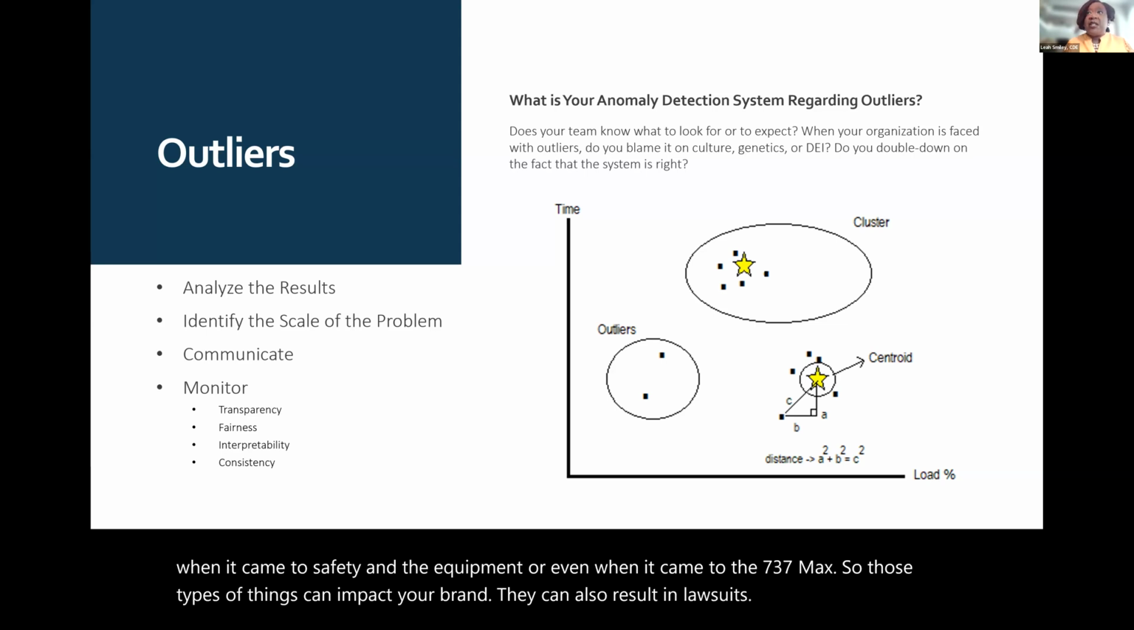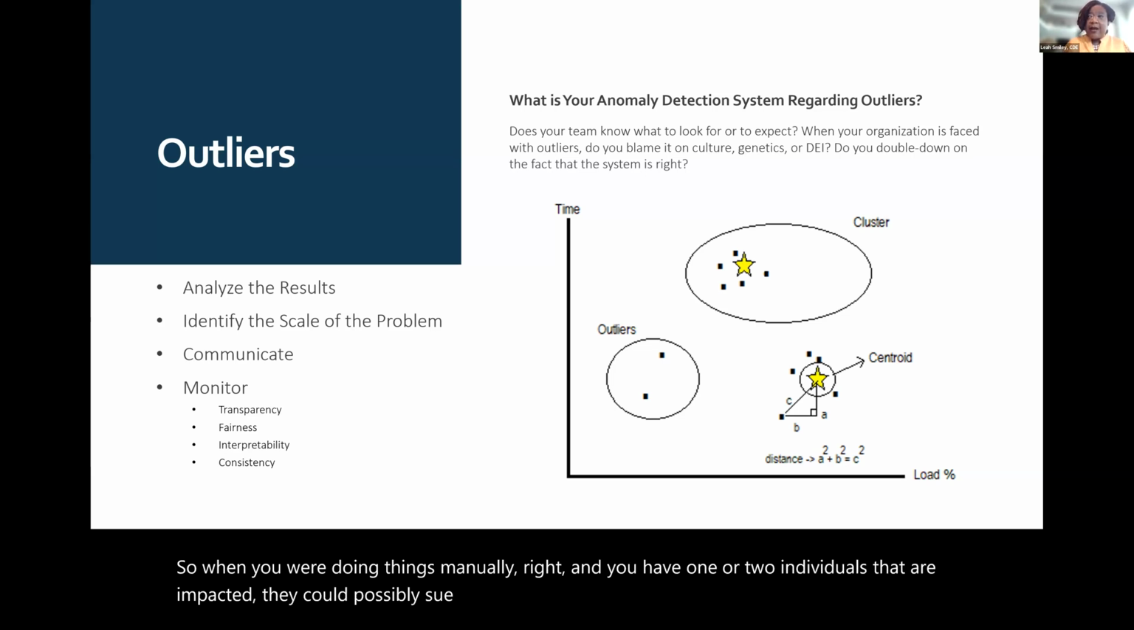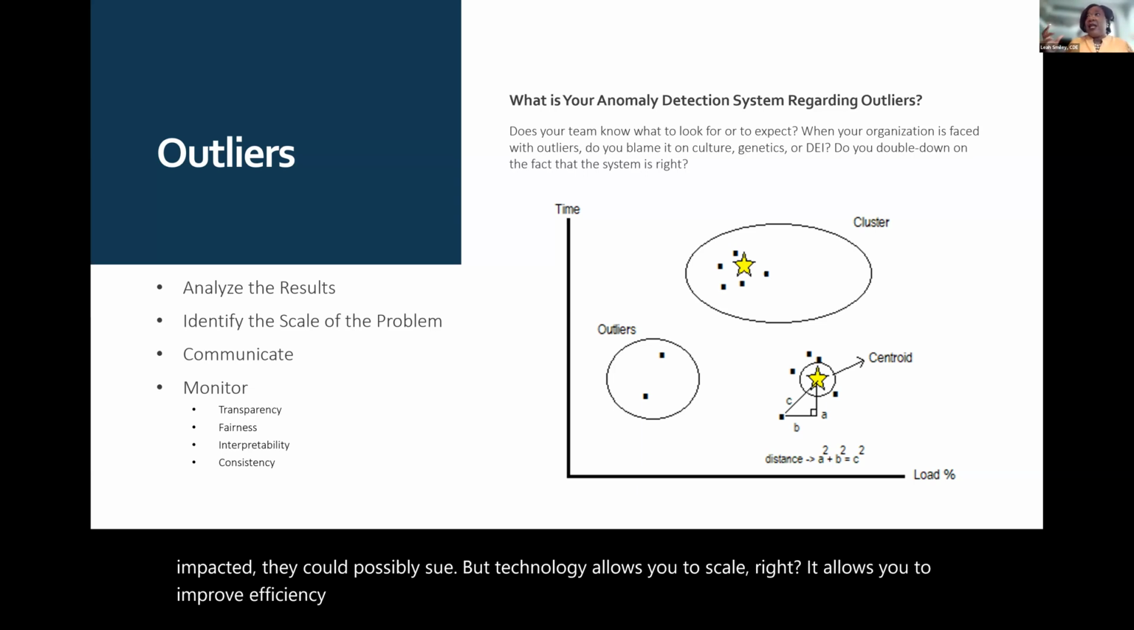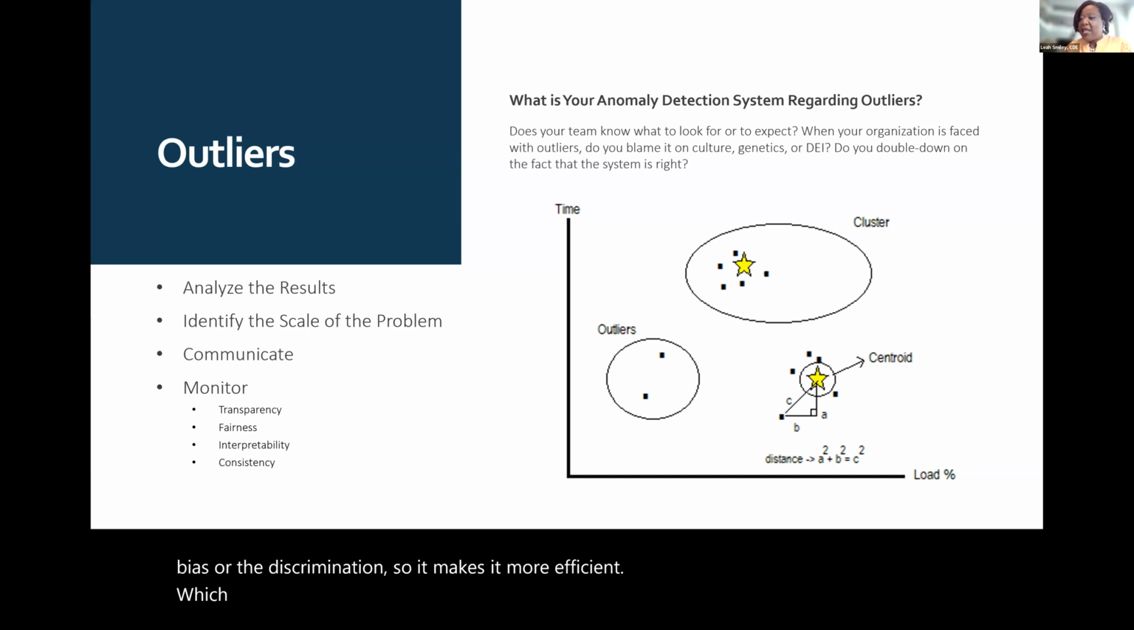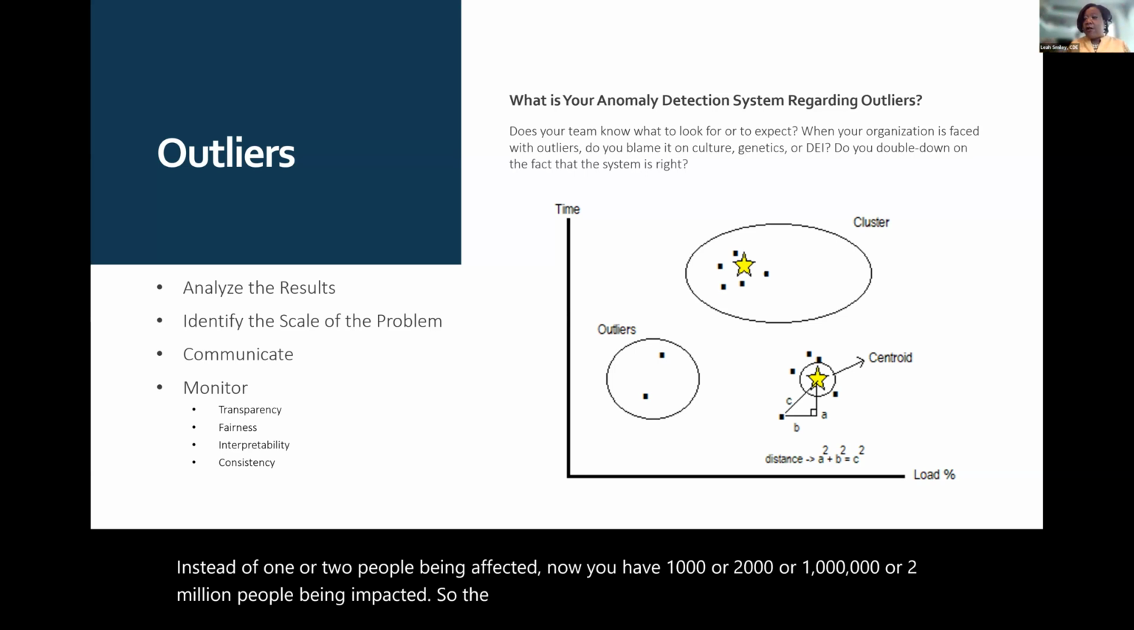So when you are doing things manually, right, and you have like one or two individuals that are impacted, they could possibly sue. But technology allows you to scale, right? It allows you to improve efficiency. That's a good thing. But the bad thing is it improves the efficiency of the bias or the discrimination. So it makes it more efficient, which means that instead of one or two people being affected, now you have 1,000 or 2,000 or 1 million or 2 million people being impacted. So the scale is much larger, which is a liability challenge. It's a legal risk for the organization.